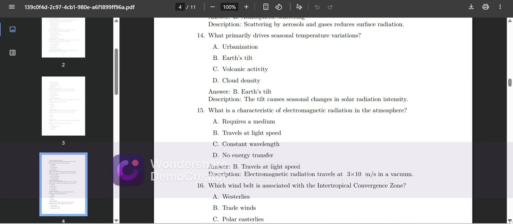What primarily drives seasonal temperature variations? Earth's tilt. The tilt causes seasonal changes in solar radiation intensity.